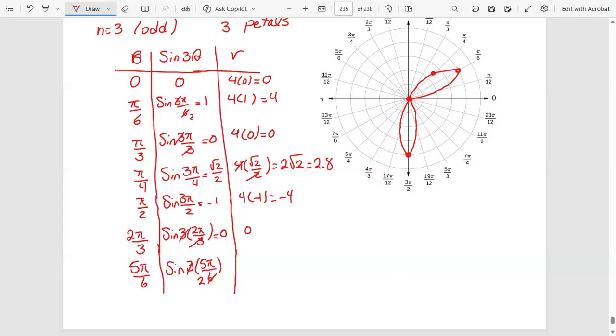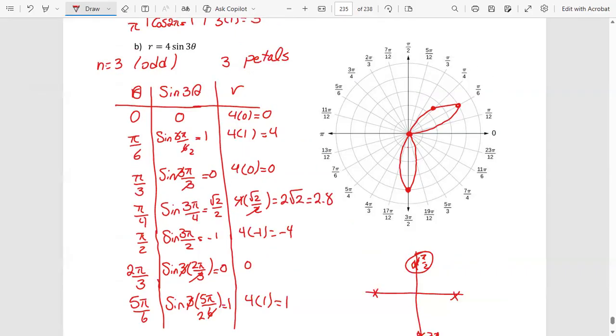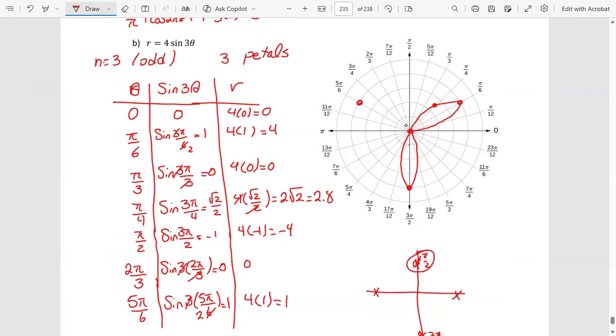What's the sine of 5 pi over 2? I know that the sine of pi over 2 is 1. So 1 pi over 2, 2 pi over 2, 3 pi over 2, 4 pi over 2, 5 pi over 2. 5 pi over 2 is exactly at the same point as pi over 2, which means the sine of 5 pi over 2 is the same as the sine of pi over 2, which is 1. 4 times 1 is just 4. For 5 pi over 6, we have 4. Okay, now I have my third petal. I expected to have three petals, and you can see that I have them all.